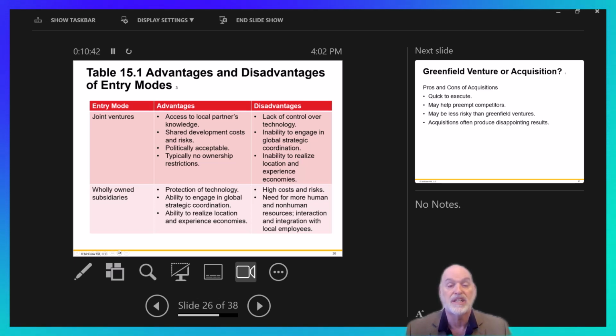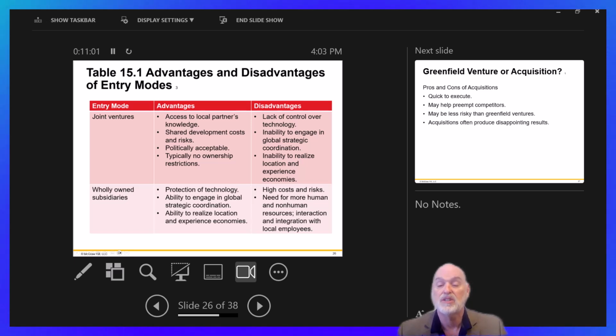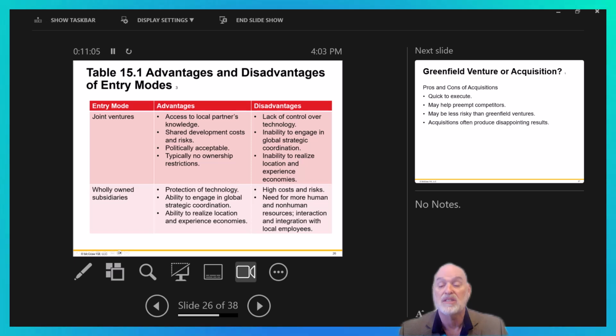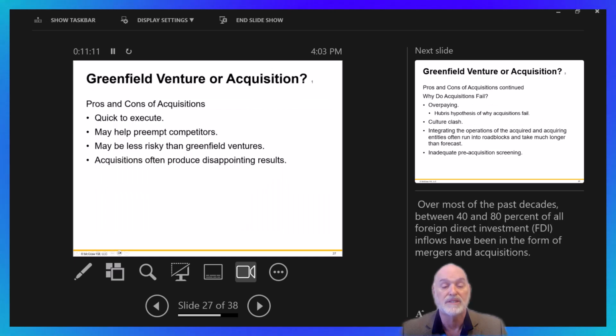Wholly owned subsidiaries, advantages include protection of tech, ability to engage in global strategic coordination, and ability to realize location and experience economies. The disadvantages for joint ventures include lack of control over technology, inability to engage in global strategic coordination, and inability to realize location and experience economies. High costs and risks, need for more human and non-human resources, interaction and integration with local employees.